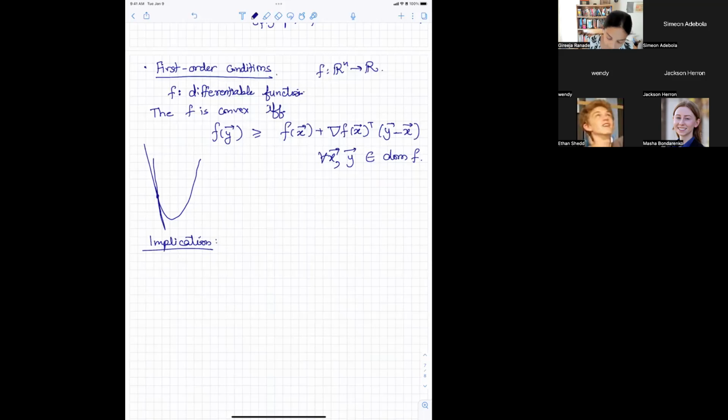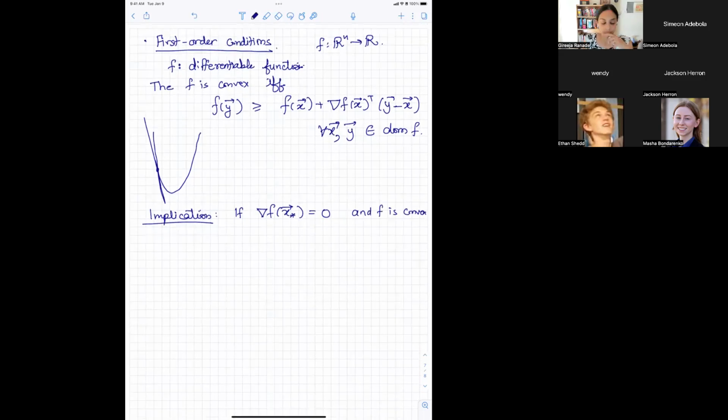What this means is that now I have a point such that the gradient of f of x at that point is 0. What if I find some x star such that the gradient of f at x star is 0, and f is convex, of course? What can I say?